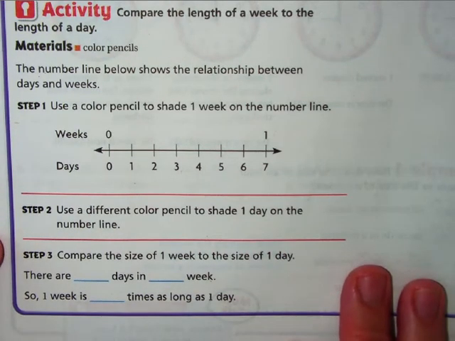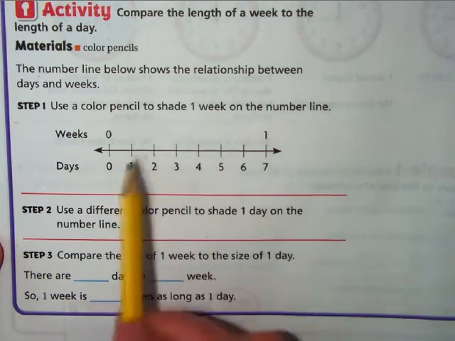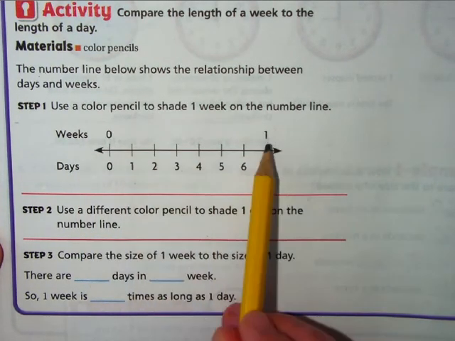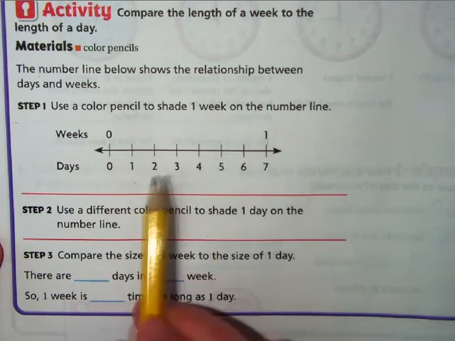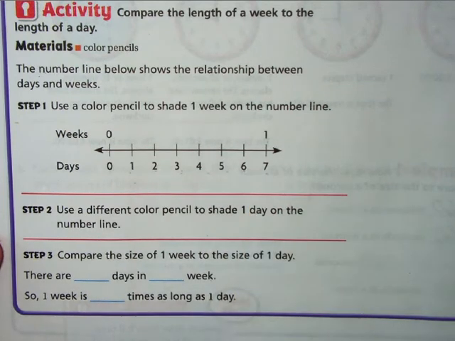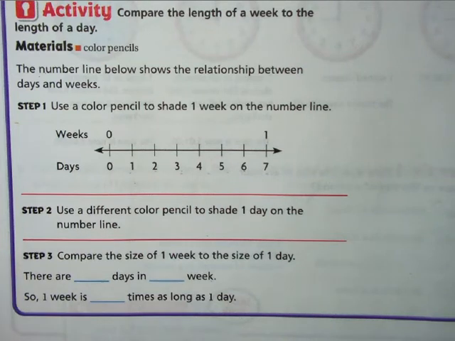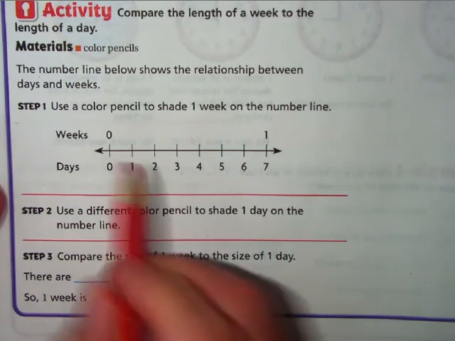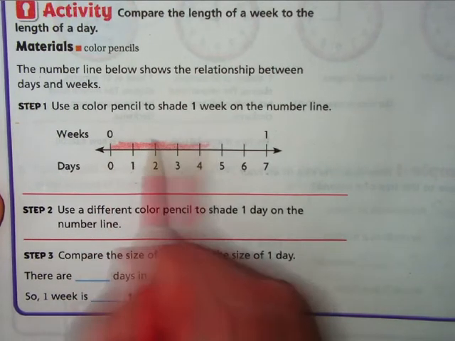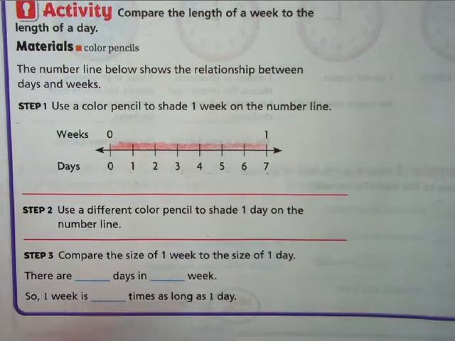All right, and it shows a number line, and from 0 to 1 on the top shows the weeks. So it's just 1 week represented by this number line. And there are 1, 2, 3, 4, 5, 6, 7 days in the week. All right, step 2, use a different color pencil to shade 1 day on the number line. So 1 day. Let's see, I'm going to go for red. Or is it kind of orange? I think this is more orangey red. And I'm going to color the top 1 day.